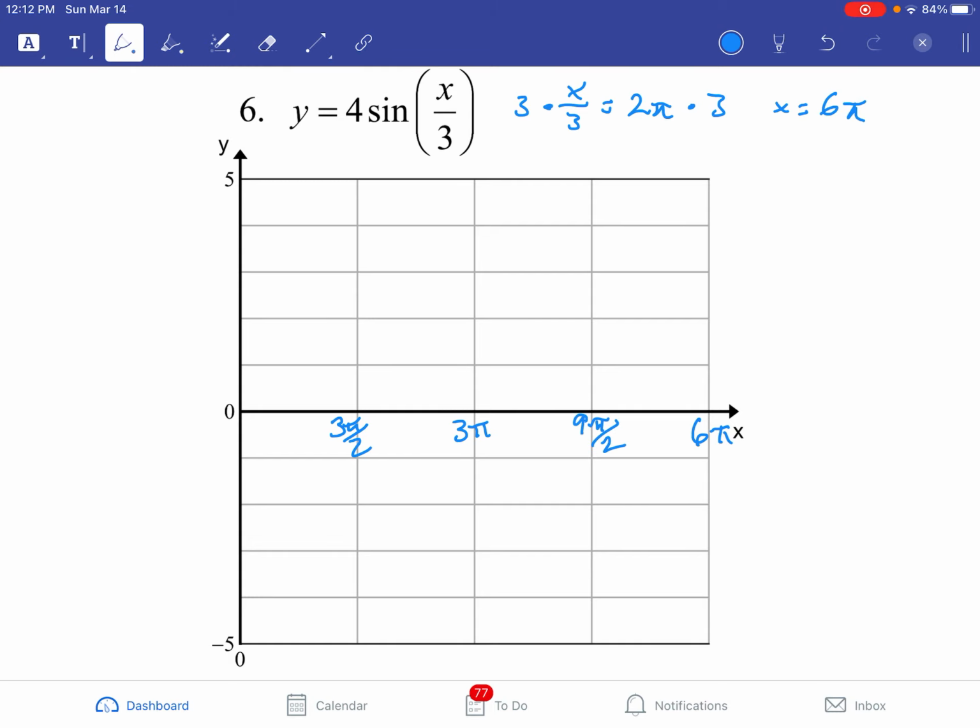So there's my interval. I'm doing a sine graph. Sine always begins at 0. All right. The 4 on the amplitude means from 0, I'm going to go up by 4, down by 4, down by 4, and up by 4. And there's my sine graph.